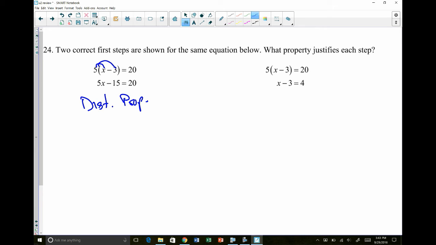The second one, 5 times x minus 3 equals 20, x minus 3 equals 4. What changed from this first equation to the second equation? I divided by 5. What property says I can divide by 5 and not change the solution? That's the multiplication property of equality.